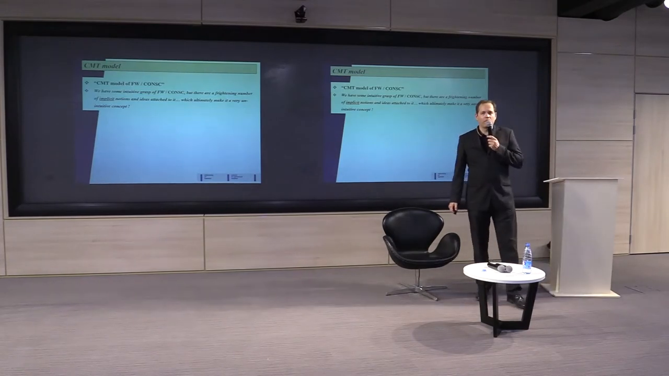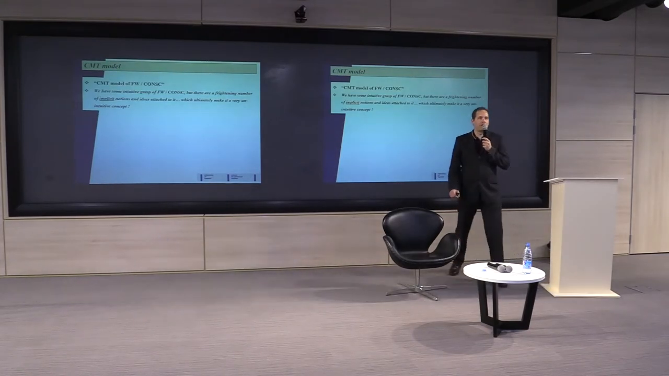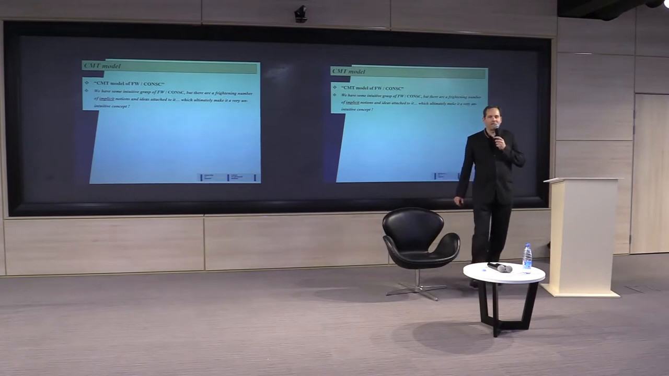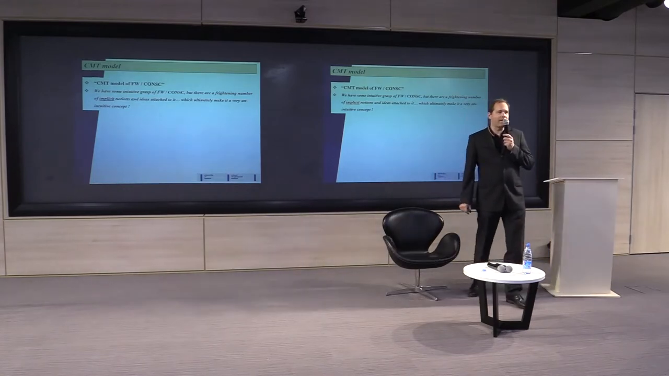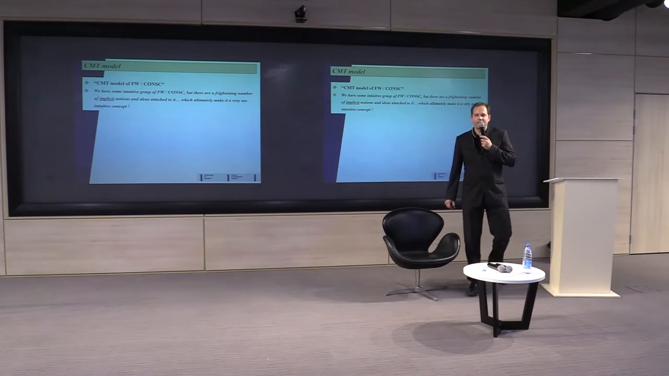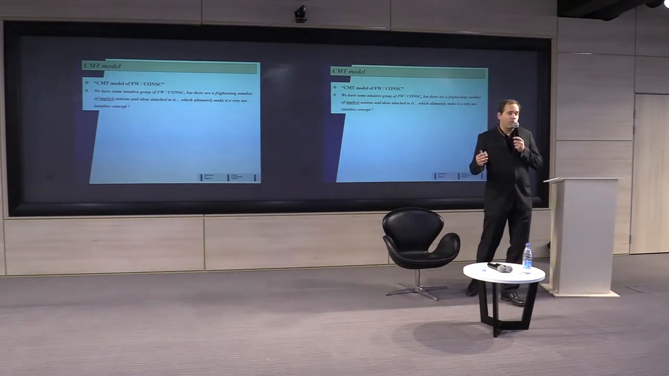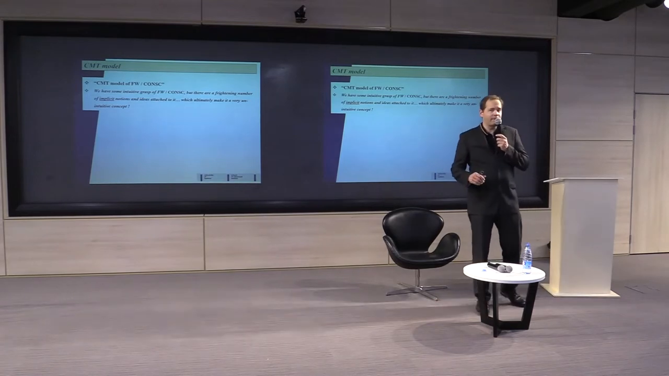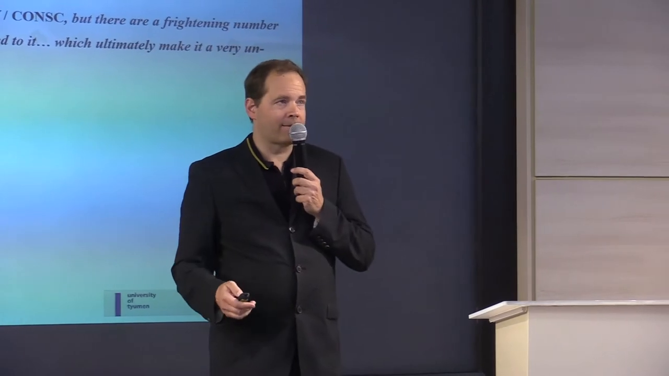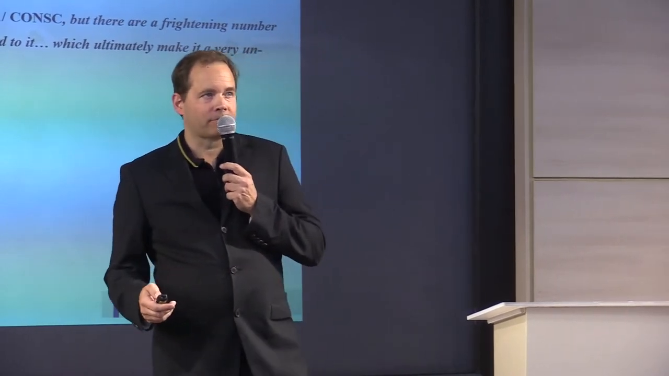So the human model of consciousness and free will, we call it the CMT model, and I will explain to you why exactly we call it that way. We will later on make the link with other existing theories, but that's for a next lecture.